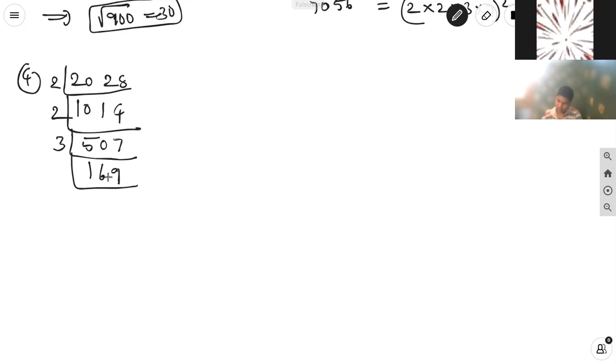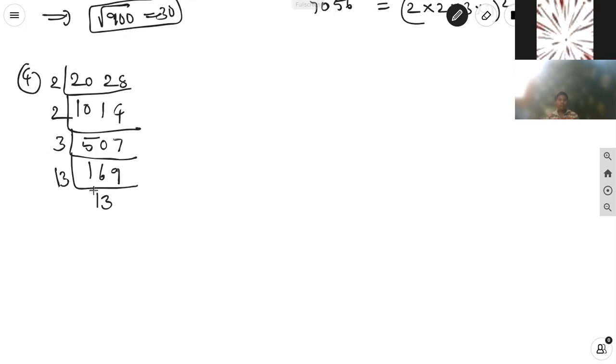Here 169 is 13 square, that is the prime factorization. 13 is a prime number, and 13 square is 169. So in that case, we recollect the squares: 17 square, 19 square, 13 square, 11 square. Those are the prime numbers. If we know the perfect squares from the prime numbers, we can easily collect from the squares of the prime numbers.